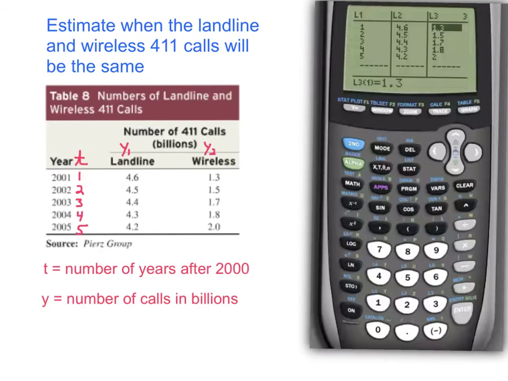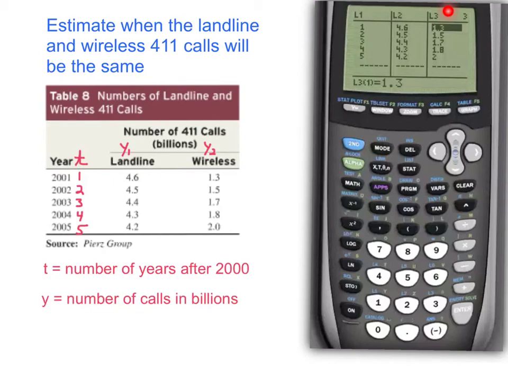Now I'd like to start by making a scatter plot of this data on my calculator. And notice what I've done is in the list L1, I've put in the different values of t. So 1, 2, 3, 4, 5. And in L2, I entered in the landline information. And in L3, I've entered in the wireless information. So I've got all the data right there in those three columns.